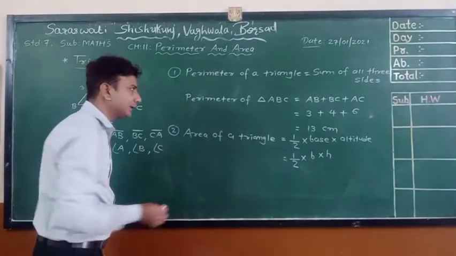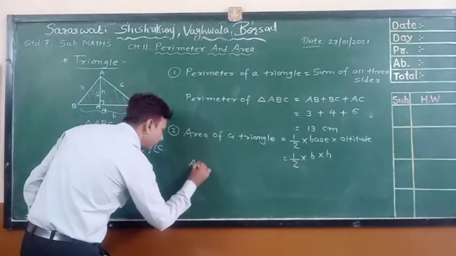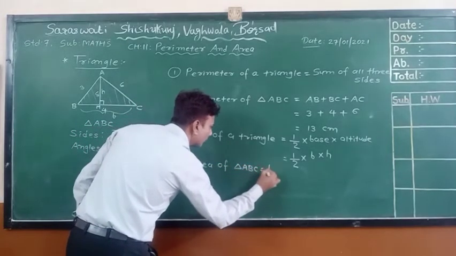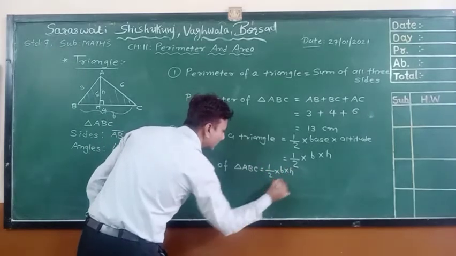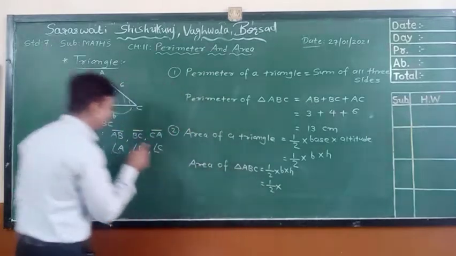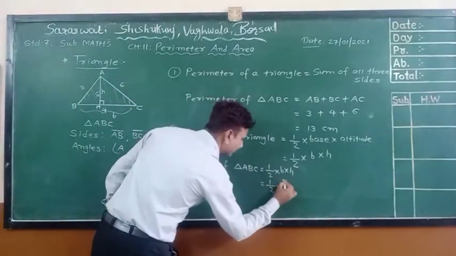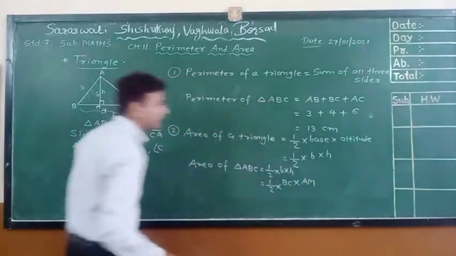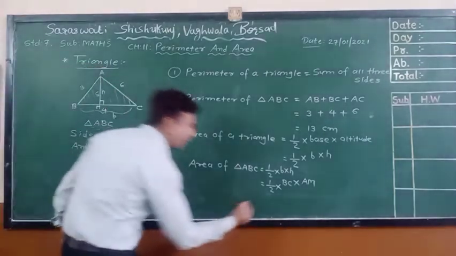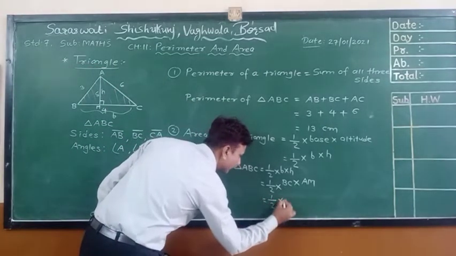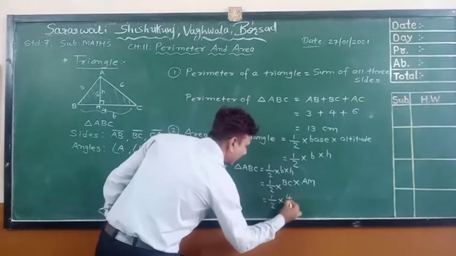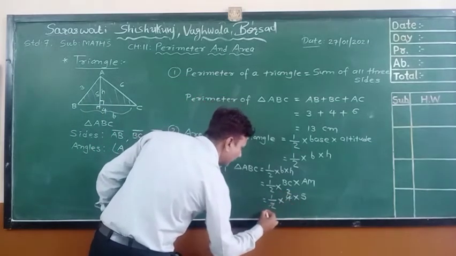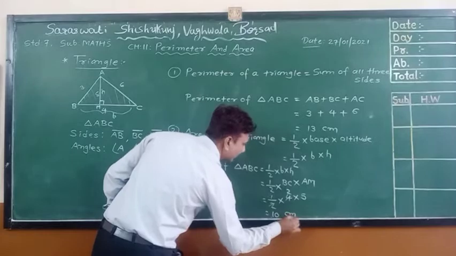So let's use that formula. Area of triangle ABC equals 1/2 base into height, where base is BC and height is AM. Now we put all the values in 1/2: base value is 4 and height AM is 5. 2 into 4, 4 into 5 gives 10 cm².